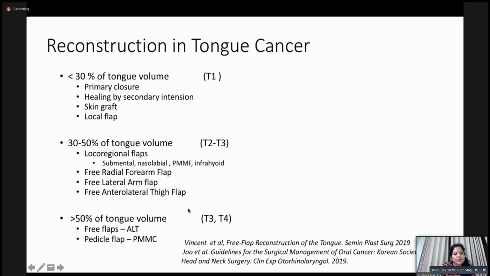If you have a defect created following the resection of larger T3 and T4 tumors where you have lost more than 50% of the tongue volume, then you have to introduce some bulkier flaps such as ALT free flap, or PMMC if you are using a pedicle flap.